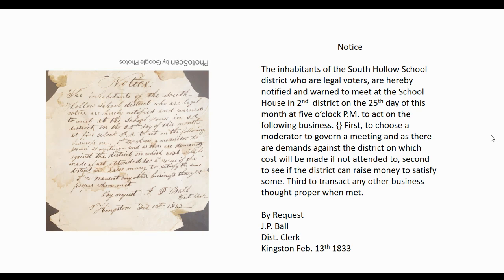And I'm just going to go through kind of what I asked myself when I encountered this source. So it says notice at the top, and it's on a piece of paper, and it's written in a print that we don't use. So the first thing I might think about is it's probably not from 2020.